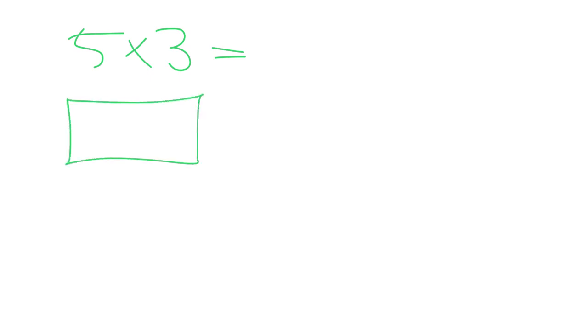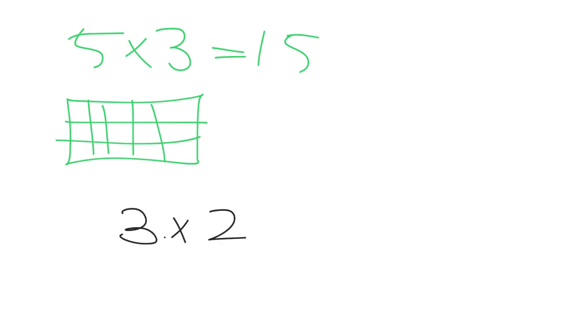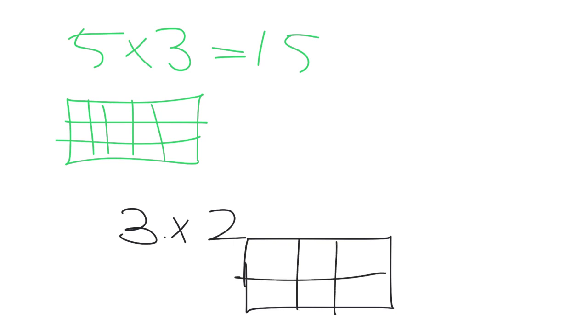All right, so we're going to think of multiplication as finding the area of a rectangle that has a base of 5 and a height of 3. So in this case, of course, it's 15. Or 3 times 2: we're going to think of a rectangle that has a base of 3 and a height of 2. So of course the answer is 6.